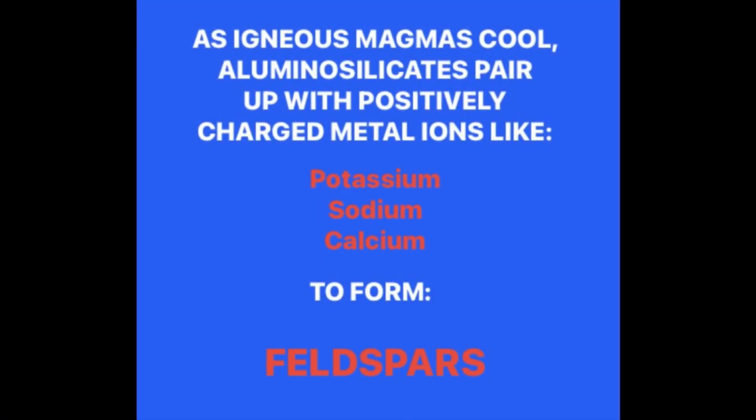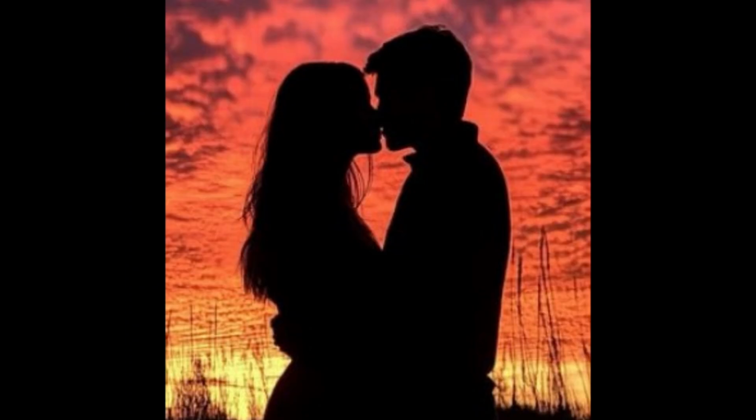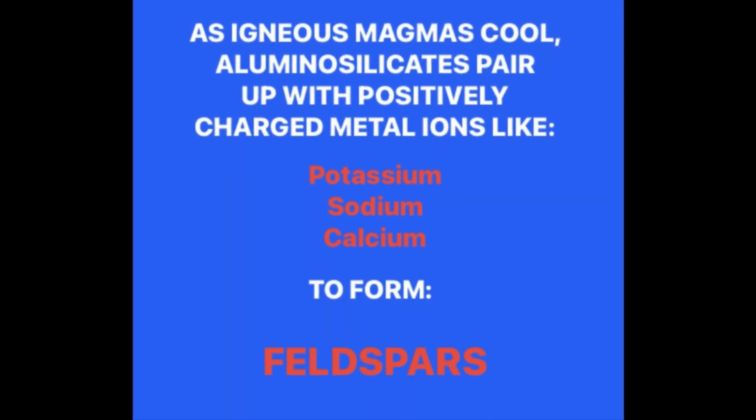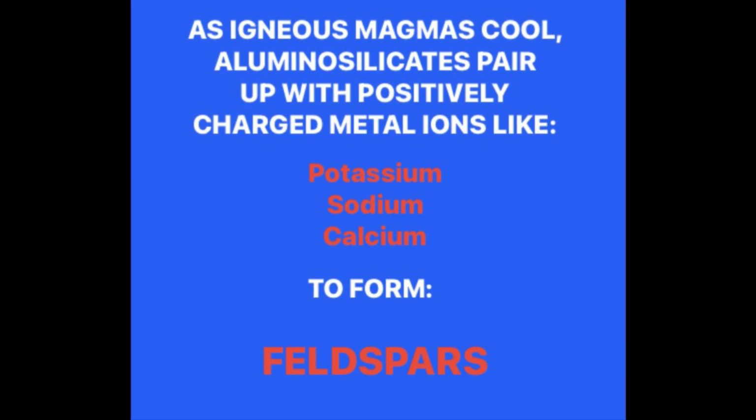As igneous magmas cool, these negatively charged aluminum-silicates start looking around to pair up with a positively charged metal. And depending on what kind of metals are available in the magma, the aluminum-silicate will pair up with a potassium or a sodium or a calcium ion. When that happens, you get feldspar.